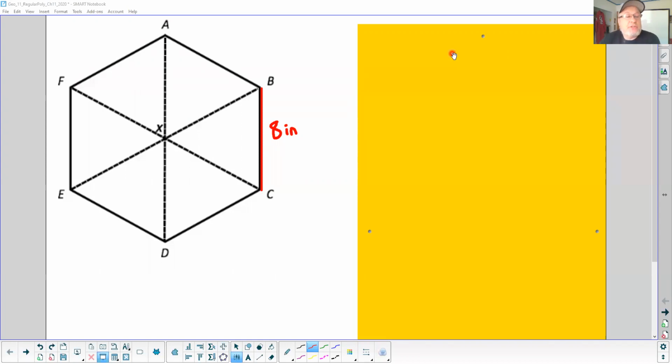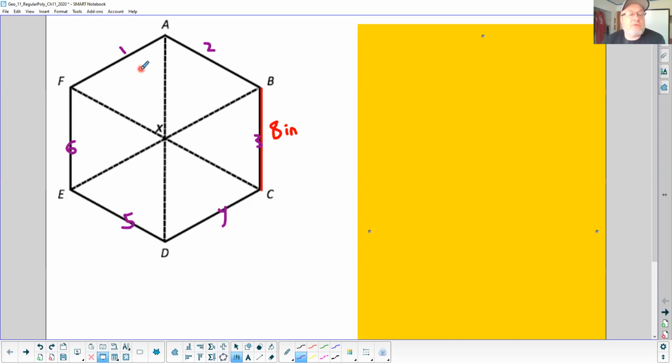Hello, geometry students. This is a quick little video to explain how to find the area of a regular polygon, I should say. So this is a polygon here. Let me count its sides: 1, 2, third side, 4, 5, 6. So this is a hexagon.